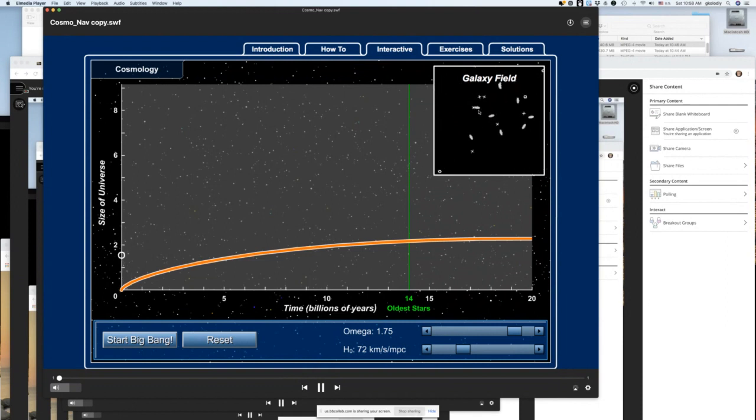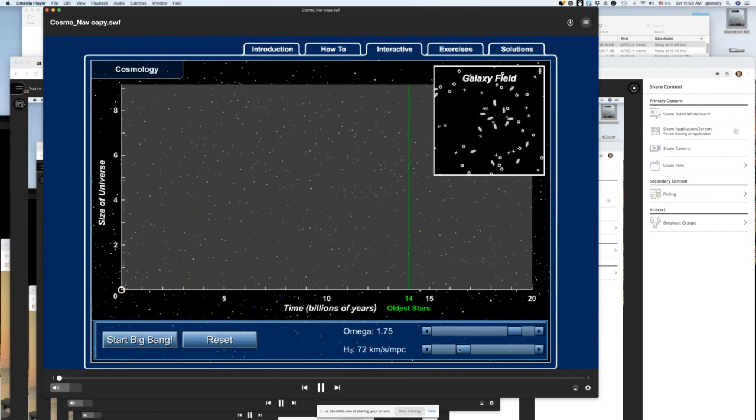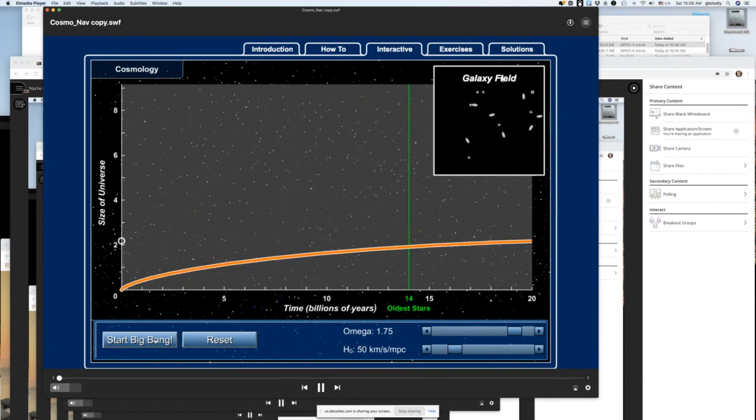You can see it's still an oscillating universe. Let's reset that. Now we'll set this at 50. What if the Hubble constant was only 50? Start the Big Bang. So you can see how large the universe gets. It's the biggest it gets with those values.